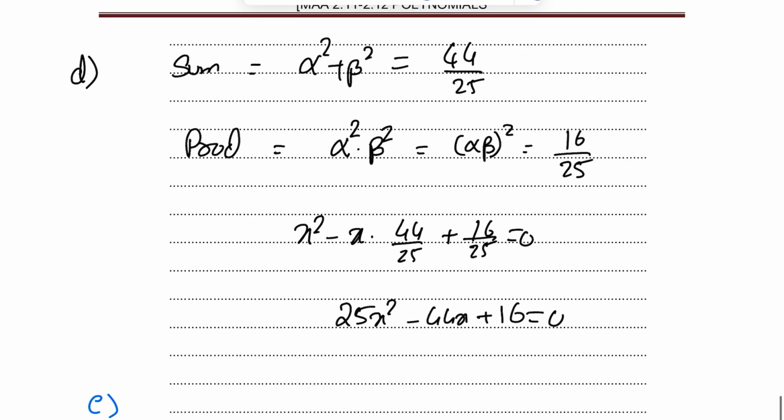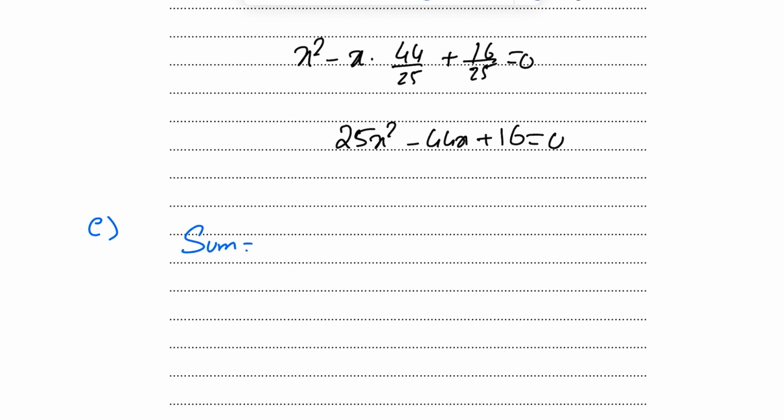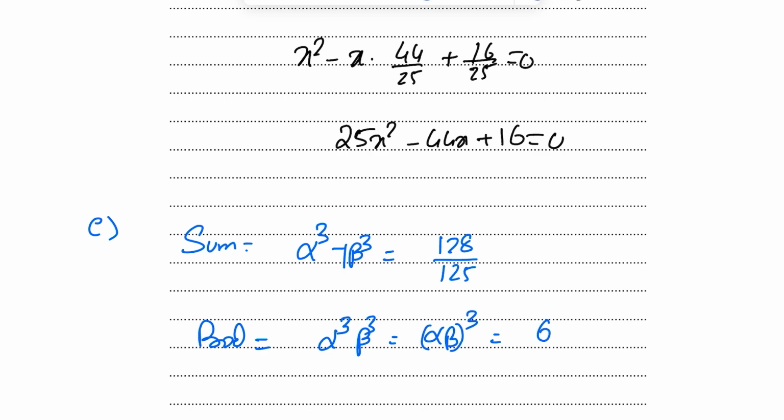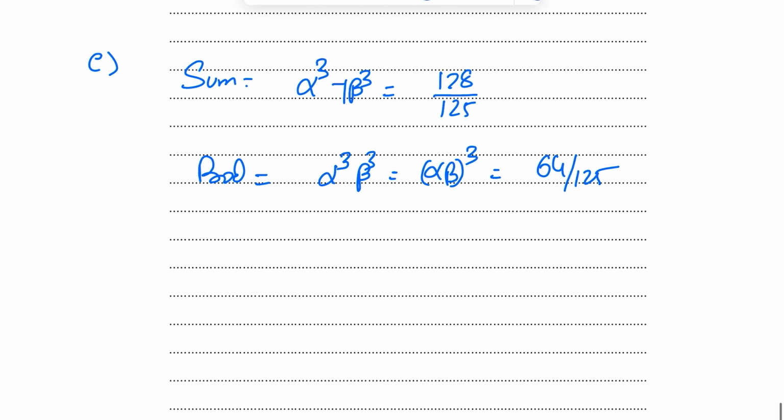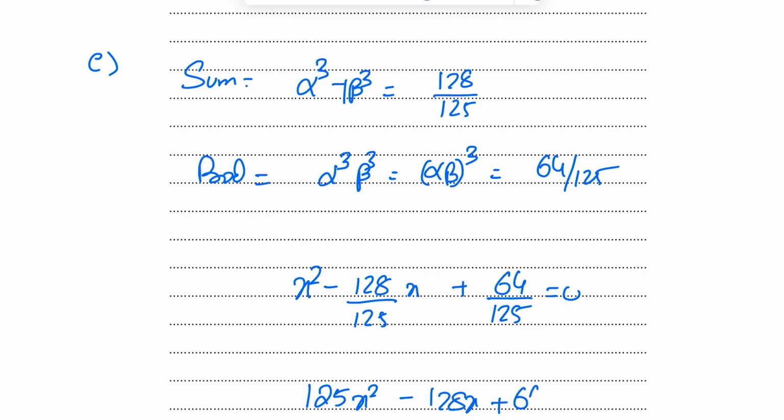Part E, alpha cube and beta cube. So sum of the roots will be alpha cube plus beta cube, which we found as 128 upon 125. Product of the roots, which is alpha cube times beta cube, which is alpha beta whole cube, which is 64 upon 125. So the equation will be x square minus 128 upon 125 x plus 64 upon 125 equals 0. So 125x square minus 128x plus 64 equals 0.